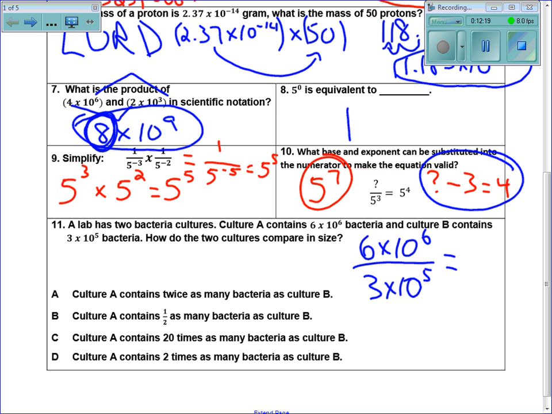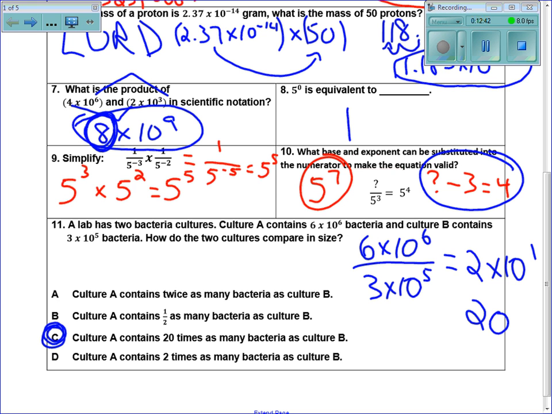So divide the coefficients, 6 divided by 3 equals 2. Subtract the exponent, so it's 2 times 10 to the first power. So if I was going to write that in standard form, that's 20, not 2. 2 times 10 to the first is 20. So culture A contains 20 times as many bacteria as culture B. So you got to be really careful.